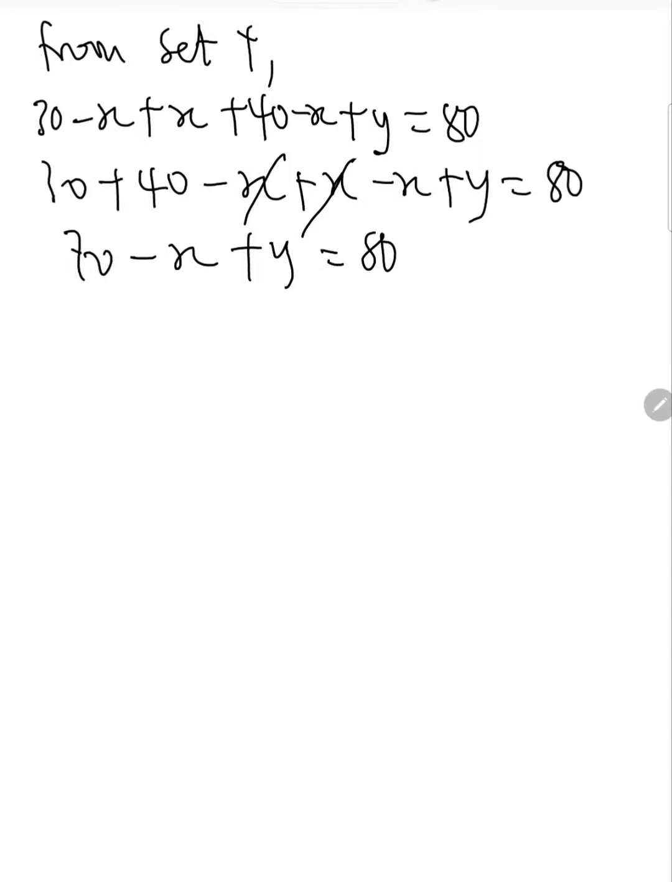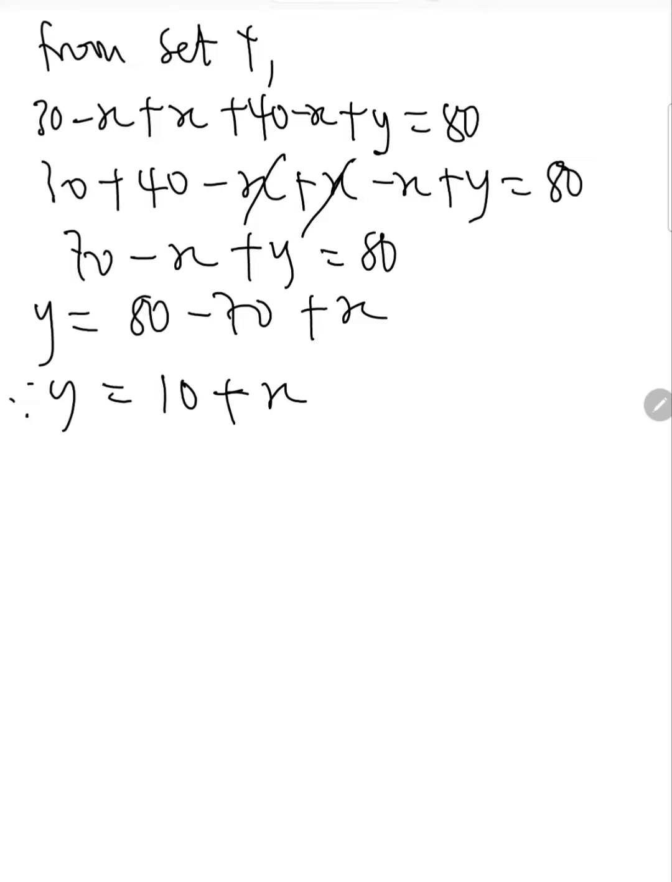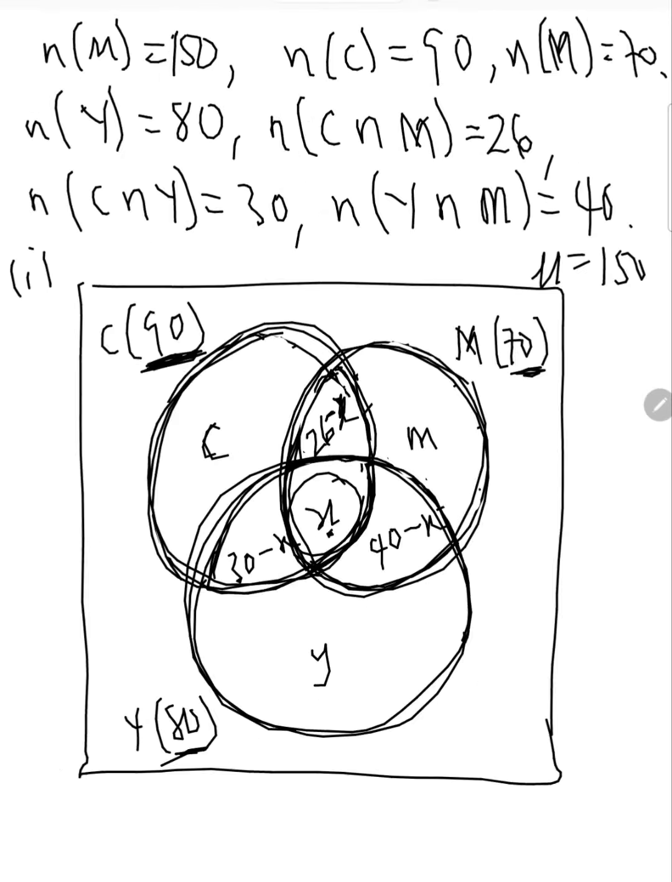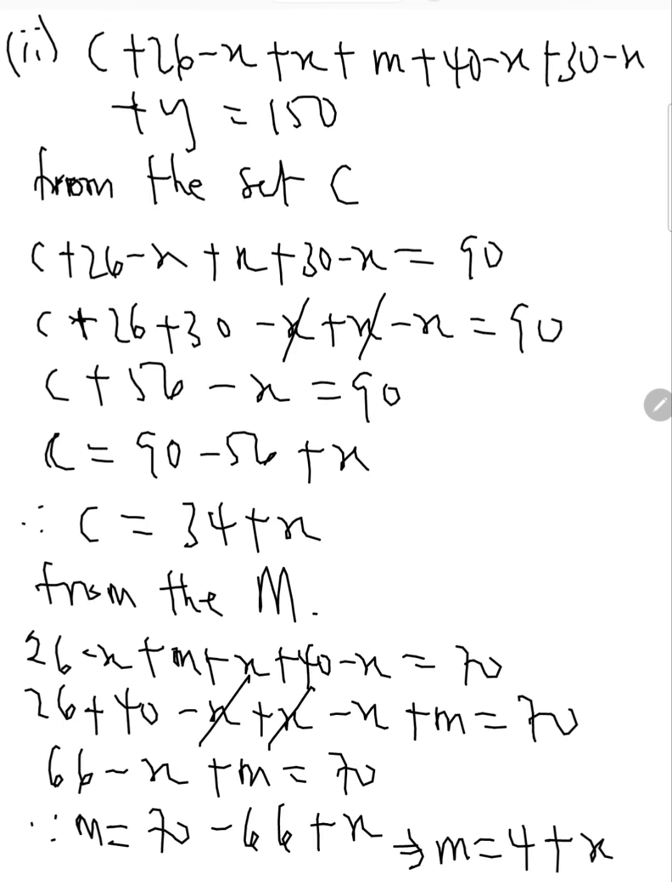So I want to make y the subject. So y will give me 80 minus 70 plus x. So therefore y is what? 10 plus x. So that's it. So now we have the values of c, m, and what? And y. So we can go back to our main equation and substitute the values.